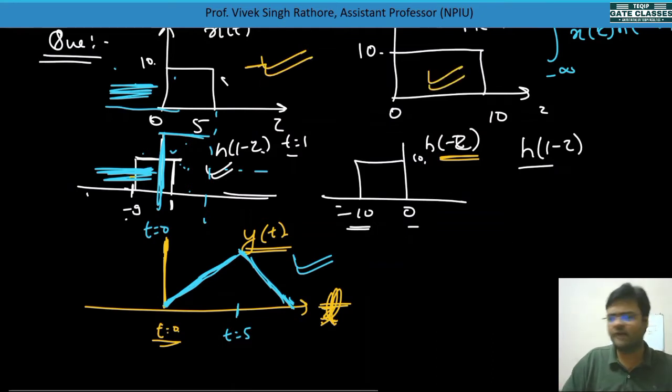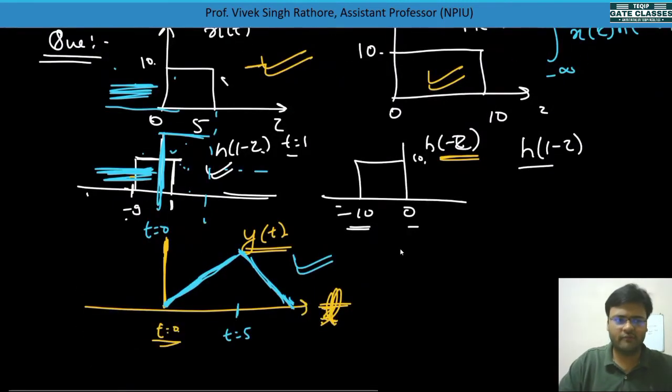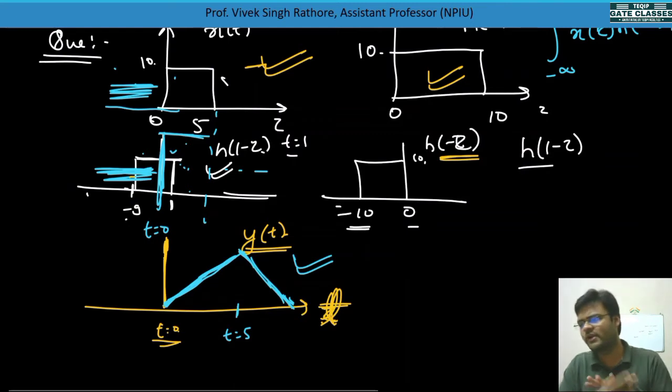So graphically this is to be solved, and mathematically also you can write down the formula, x of tau into h of t minus tau, and you can calculate it.